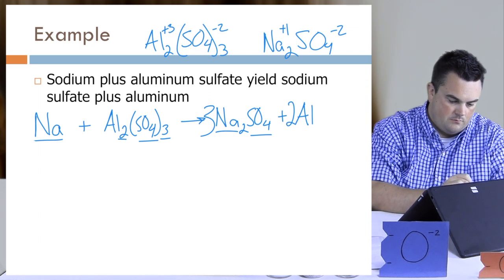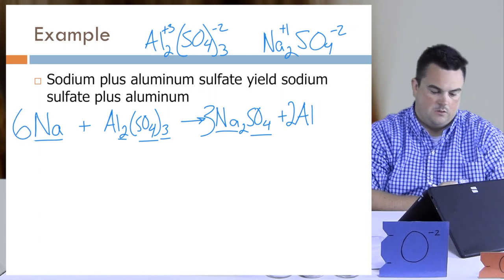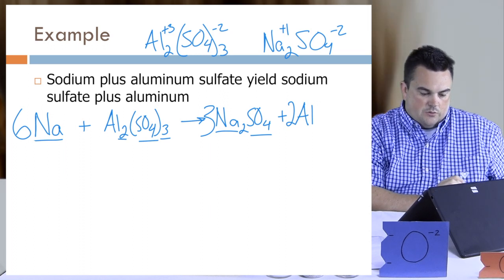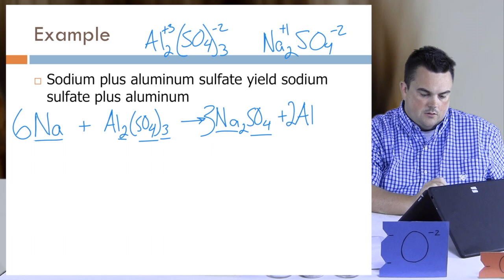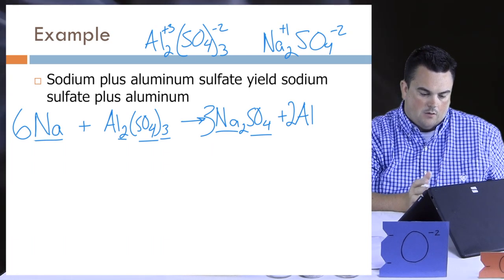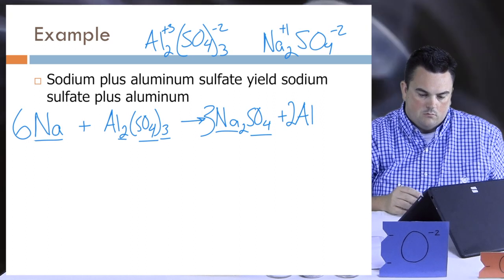Good. And as is always a good idea, let's just check everything real quick. How many Nas do I have on the left and right? All right, I've got 6, and 3 times 2 is 6, so 6 on both sides. Good. How about aluminum? I've got 2 and 2. We're good there. And SO4 is 1 unit. All right, so I got 3 and 3. All right, we are all balanced.